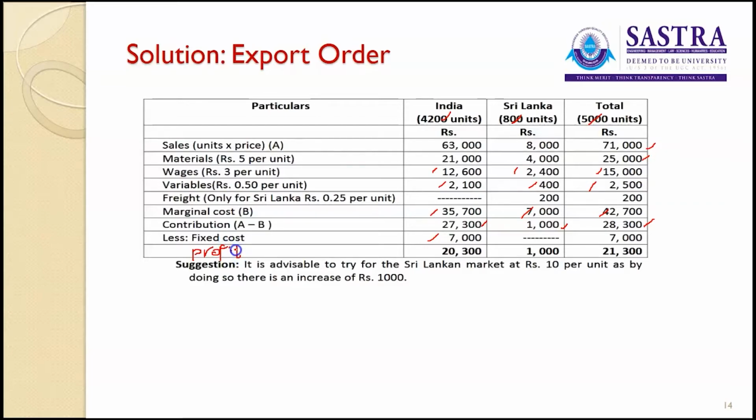Profit, it is 2,300 for your Indian market, 1,000 for your Sri Lankan market. So it is 21,300. Now it is set at 1,000 rupees profit from your Sri Lankan market. So this 1,000 rupees will increase your profit. Let us say, for example, here 2,300 is increased by 1,000. We'll get 21,300. So it is advisable to take over the Sri Lankan market in spite of the increase in your freight charges. See, we have a freight charge of 200 here. Though we have an increase in the freight charge, we have an increase in the profit also by 1,000 rupees. So this Sri Lankan order can be easily accepted.